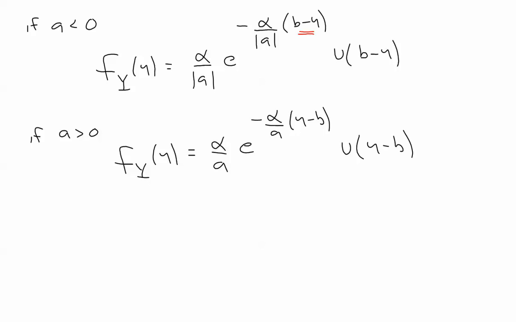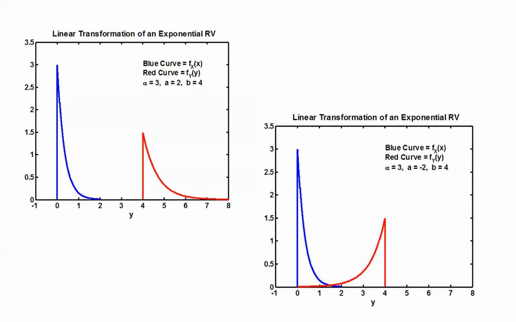Okay? Those are the two probability density functions which result when we take an exponential random variable and apply a linear transformation. Depending upon the slope of the straight line transformation, we get two possible results. Here are two figures demonstrating the result of this transformation.